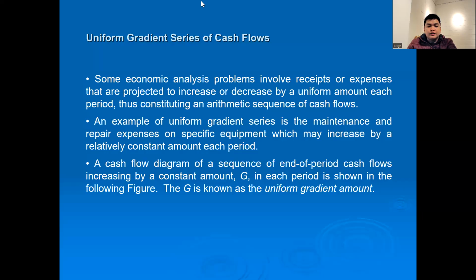Okay. So as written in the slide, some economic analysis problems involve receipts or expenses that are projected to increase or decrease by a uniform amount. Diba? Hindi palagi fixed. Each period thus constituting an arithmetic sequence of cash flows. An example of this is the maintenance and repair expenses on specific equipment which may increase by a relatively constant amount each period. Thus, ito yung tinatawag natin na uniform gradient amount.